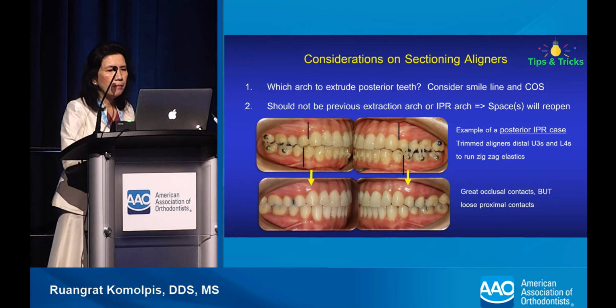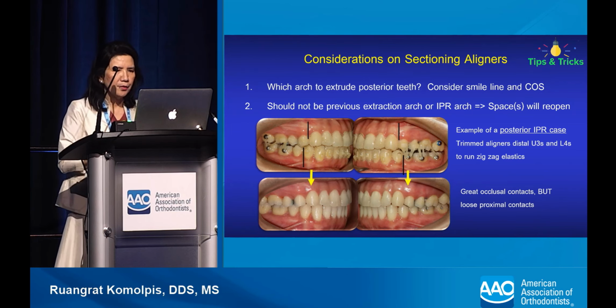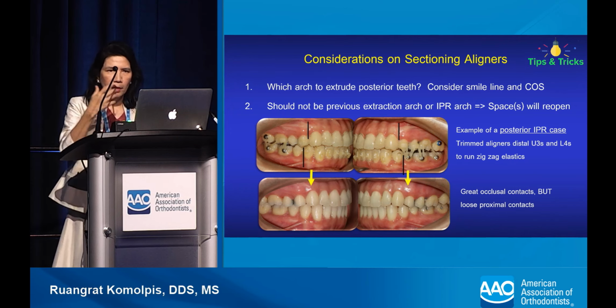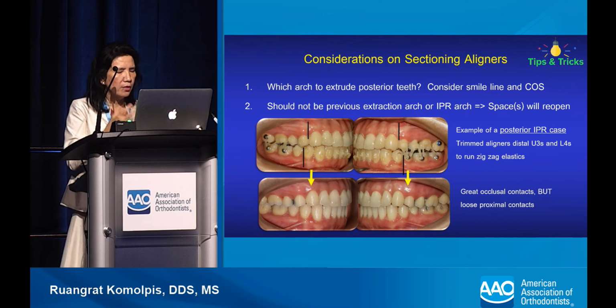Now, from the previous case, let me give some considerations on trimming the aligners. Which arch to extrude? We have to think about whether we want to extrude the upper arch for a better smile line, or extrude the lower arch to correct the curve of Spee. But you should not trim the aligners on an arch that has previous extraction or previous IPR, because the spaces will reopen. This is my own case, where I had posterior IPR and then trimmed aligners after I went to a lecture and someone said you can trim your aligner and have the back teeth settle, or you can trim your aligners and run elastic.